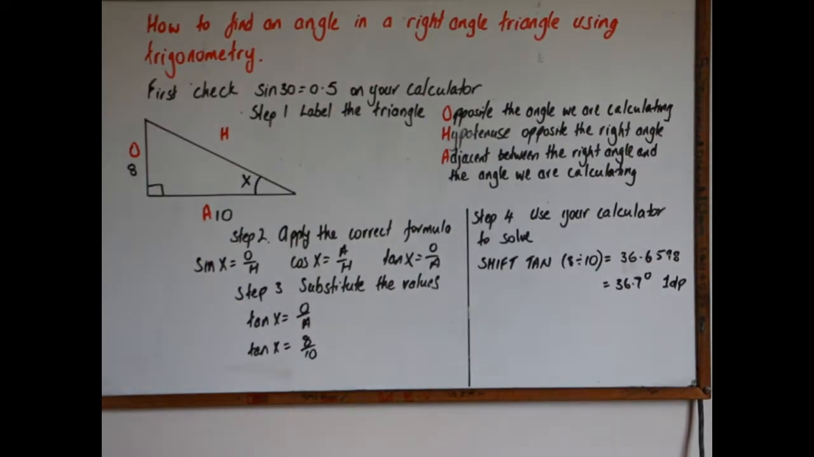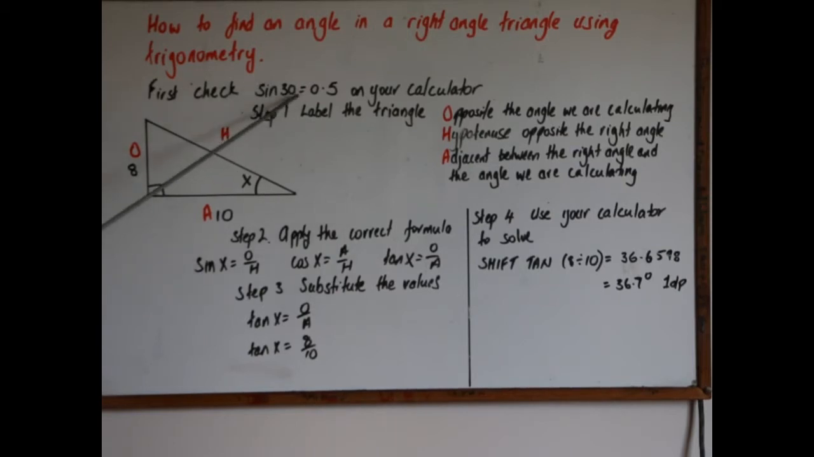One thing trigonometry allows us to do is to find an angle in a right angle triangle without doing a scale diagram. We're going to work out this angle here using our calculator. The first thing we should check though is our calculator is on the correct setting. Press sine 30 on your calculator and you should get 0.5.